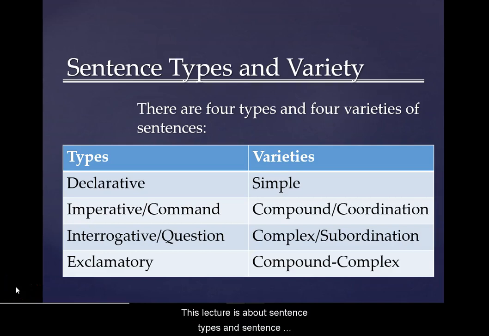This lecture is about sentence types and sentence variety. There are 4 types and 4 varieties of sentences in the English language. For types, there's declarative, imperative or command, interrogative or question, and exclamatory. The varieties are simple, compound or coordination, complex or subordination, and the compound complex sentence.